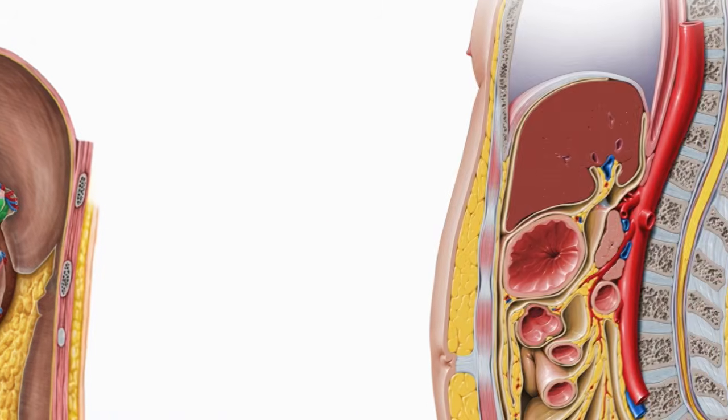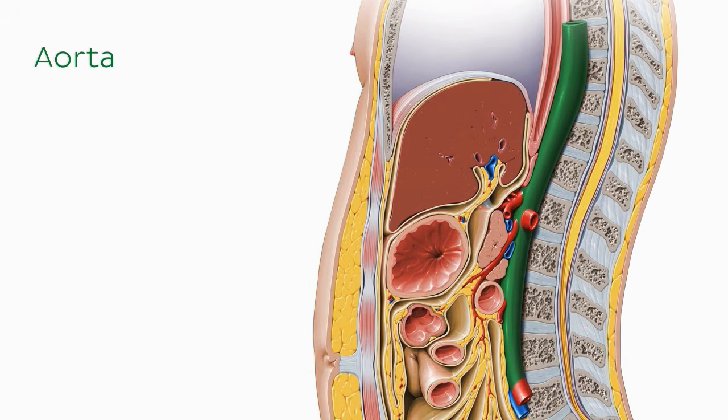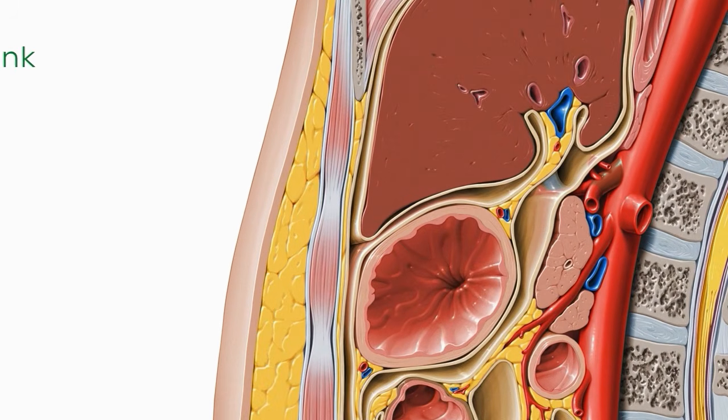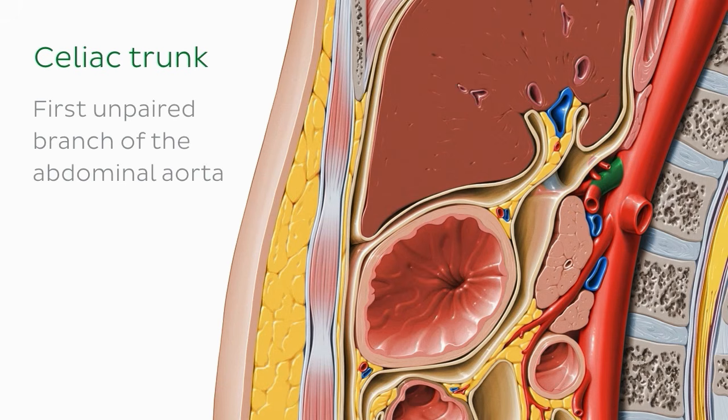This large blood vessel over here is the abdominal aorta, and the aorta is the largest artery in the body. It arises immediately from the heart and features many paired and unpaired branches like the celiac trunk that we saw earlier. The celiac trunk arises directly off the abdominal aorta as the first unpaired branch of the abdominal aorta.